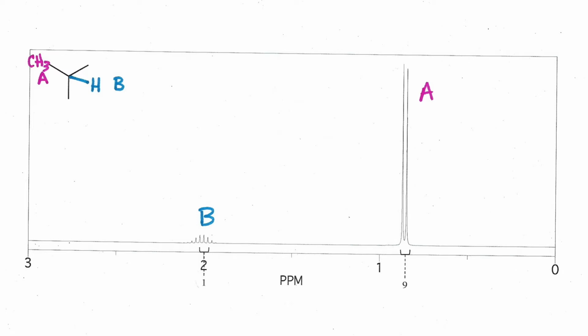Without considering the multiplicity or the integrations on the peak, remember that you should have expected the methine proton B to have the higher chemical shift. That proton is bonded to a carbon that's bonded to 3 other carbons, and remember that the carbons are more electronegative than the hydrogens, and so that's going to help pull the chemical shift of that proton a little higher than the methyl protons, where the carbon that protons A, or the pink protons, are bonded to, is only bonded to 1 other carbon.